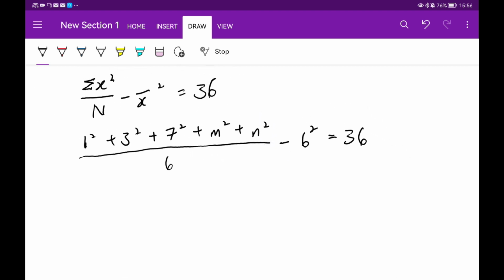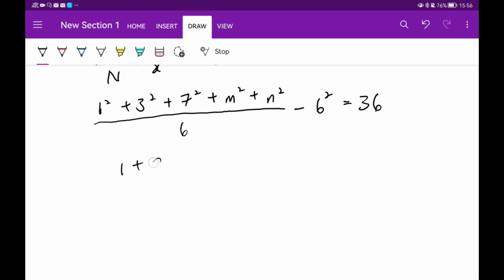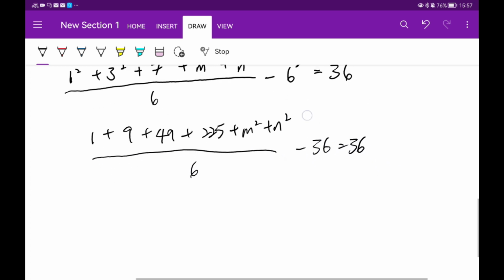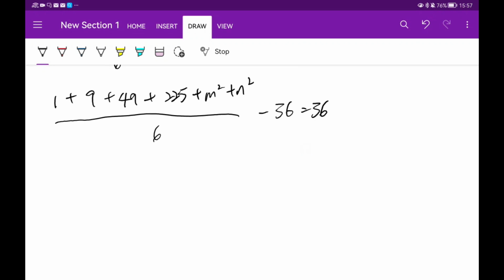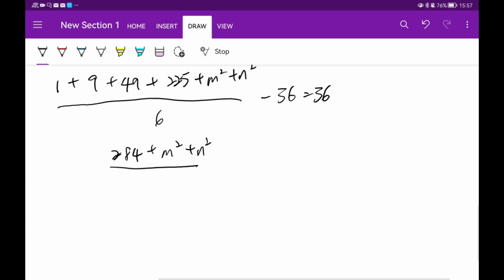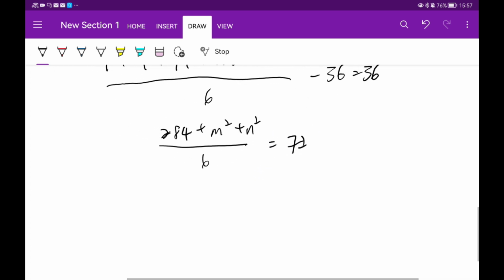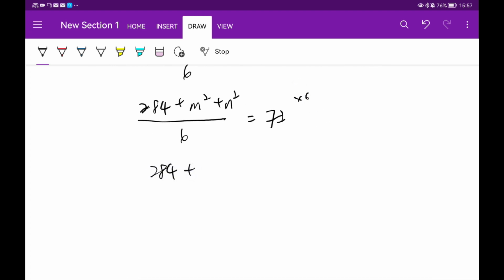Alright, so we calculate 1 plus 9 plus 49 plus 225 plus m square plus n square divided by 6 minus 36 equals to 36. Alright, so we plus all the numbers. 1 plus 9 plus 49 plus 225 equal to 284 plus m square plus n square. Alright, equal, divide by 6 equals to 36 plus 36, 72, right? So 72 times 6, right? 284 plus m square plus n square equal to 72 times 6, 432.